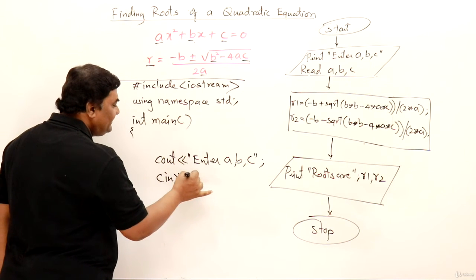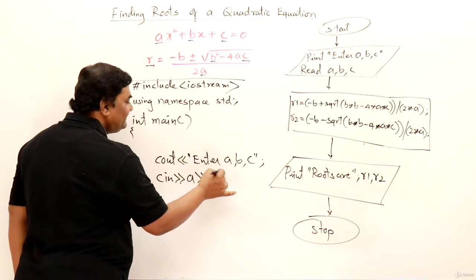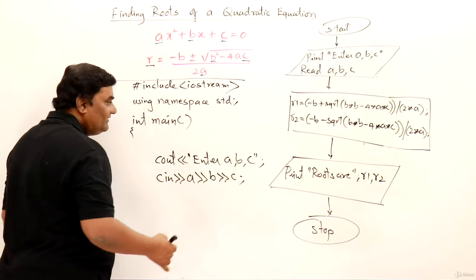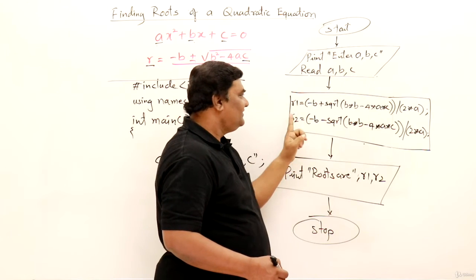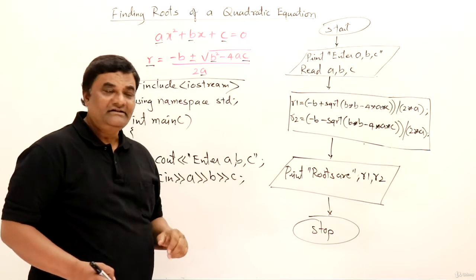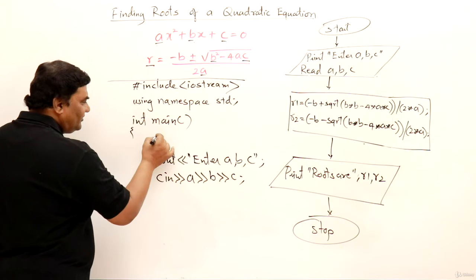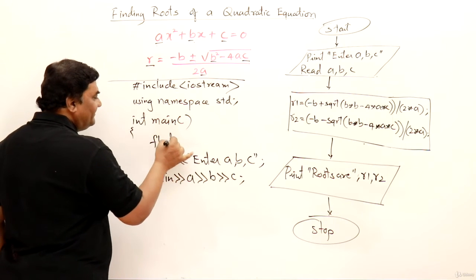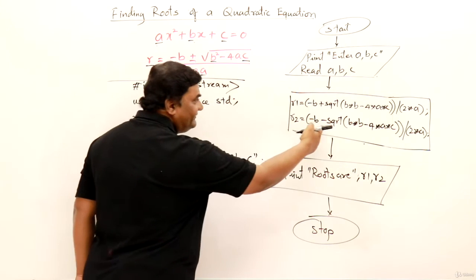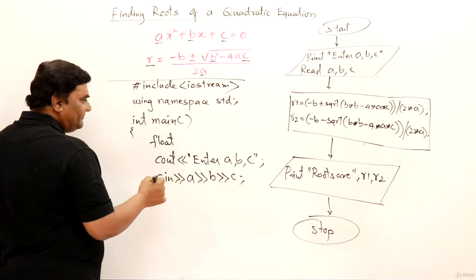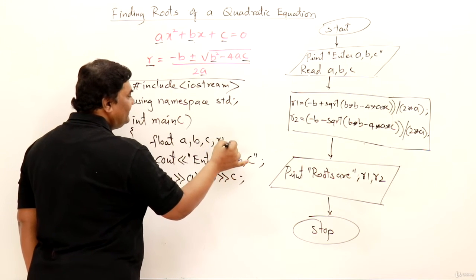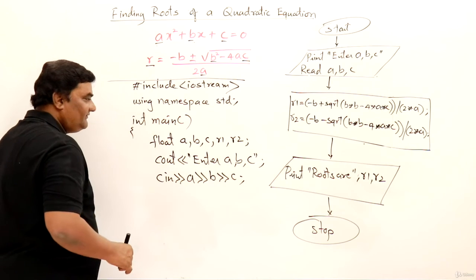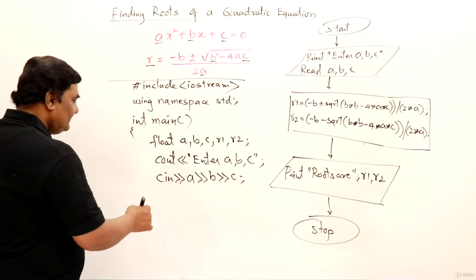When I am reading a, b, c, I realize that these are variables that I must declare. So what are the variables I need? A, B, C, R1, R2. These are the variables I need, so declare all of them here on the top. I will declare all of them as float, because float is involved here. That is a, b, c, r1, r2. So all the variables are declared.